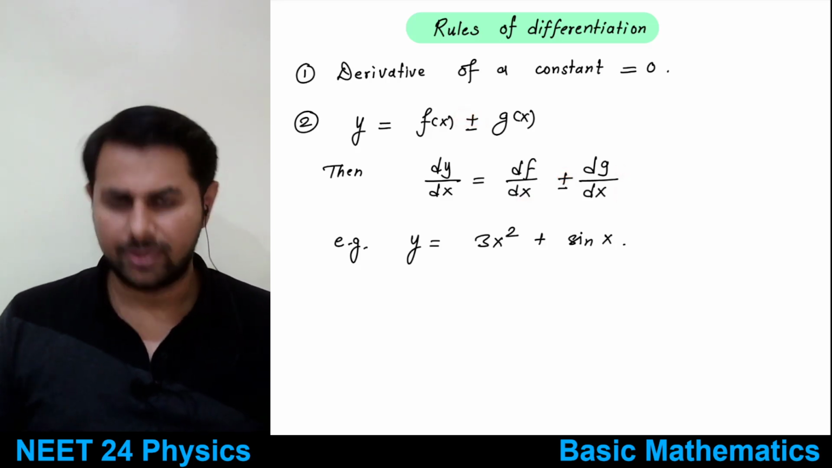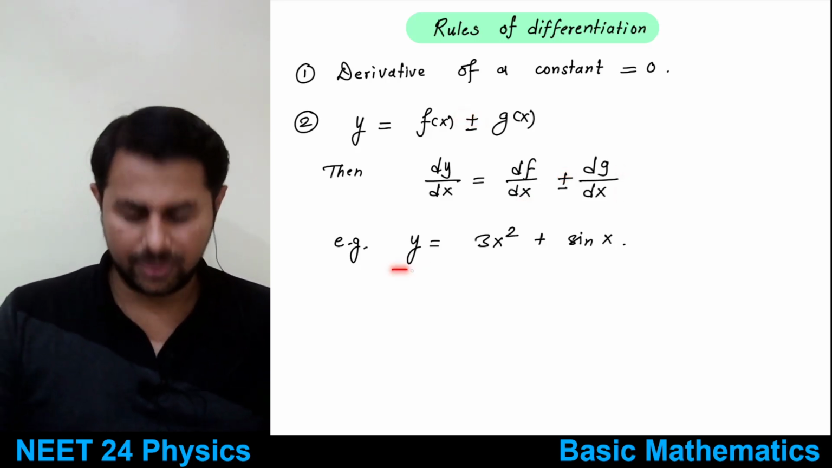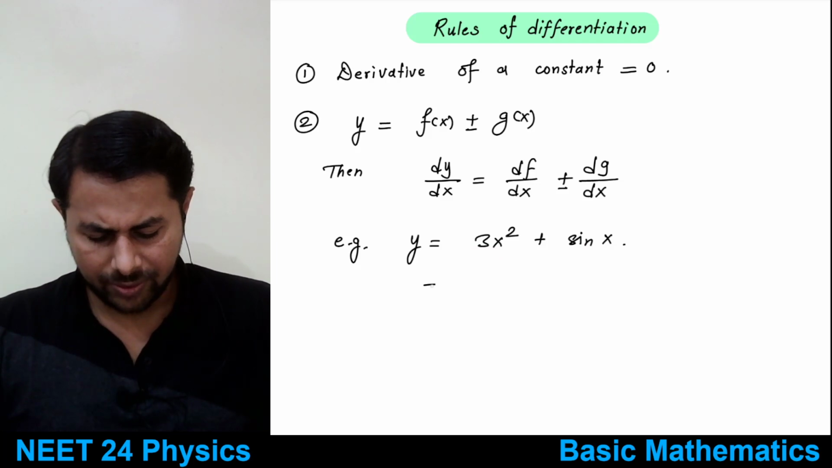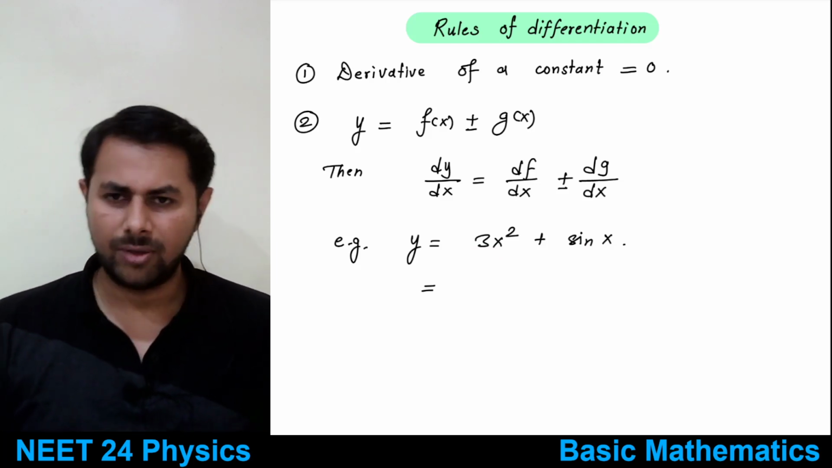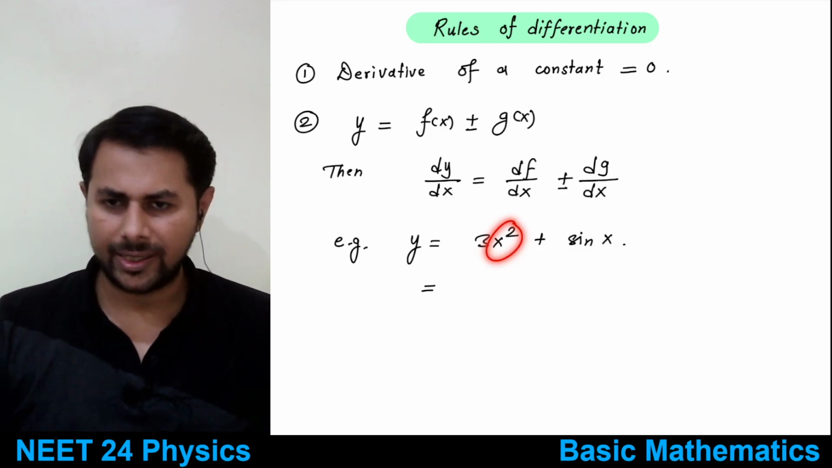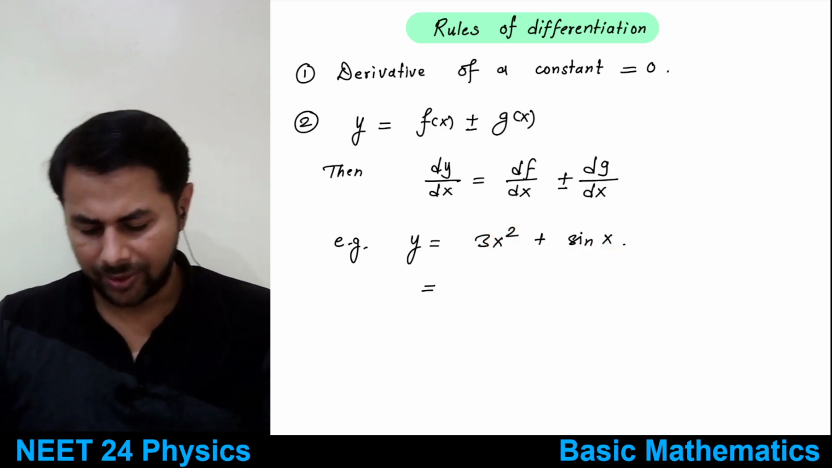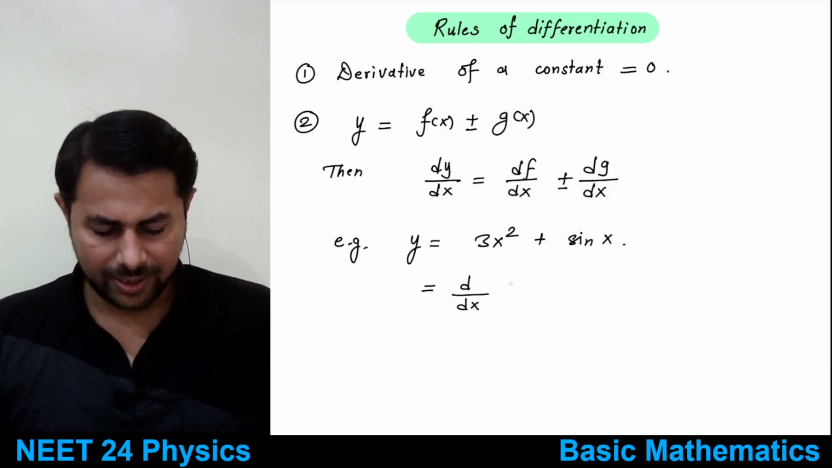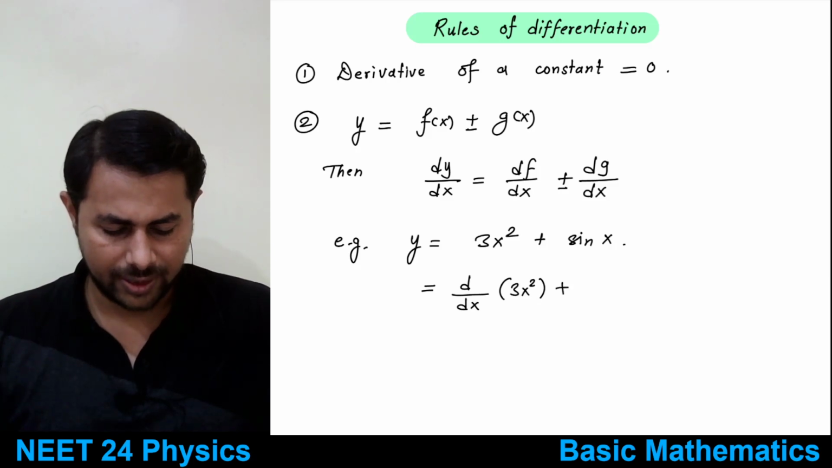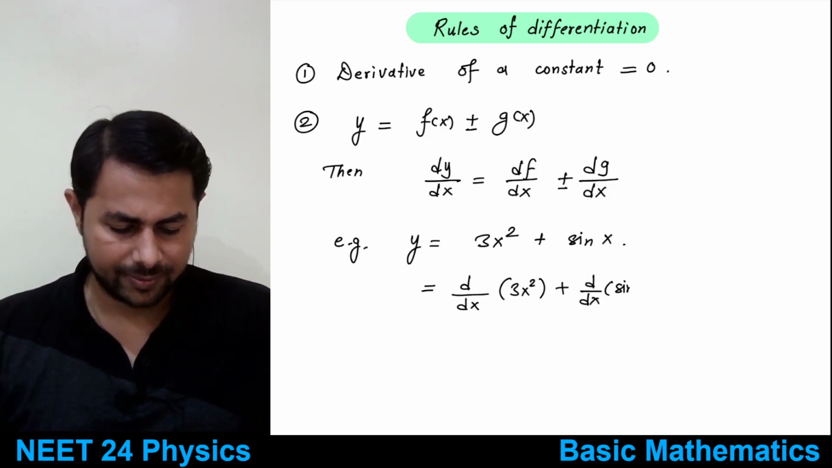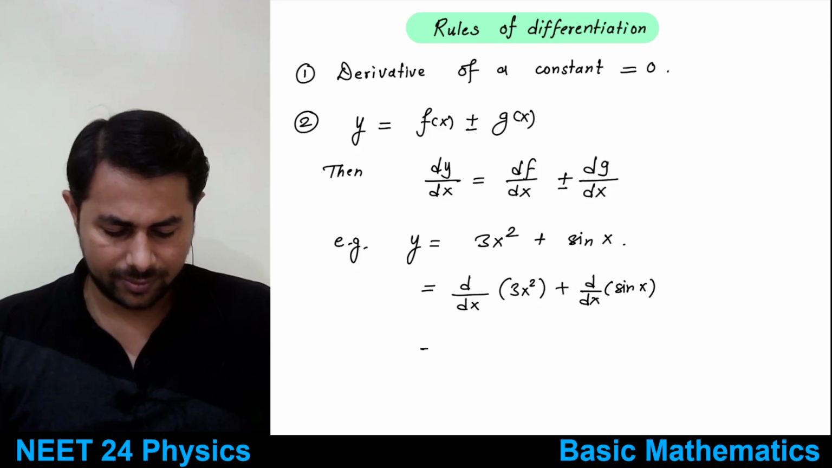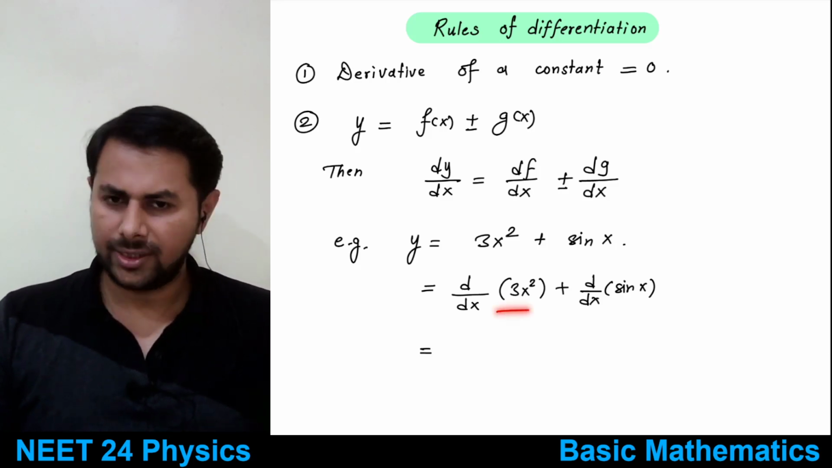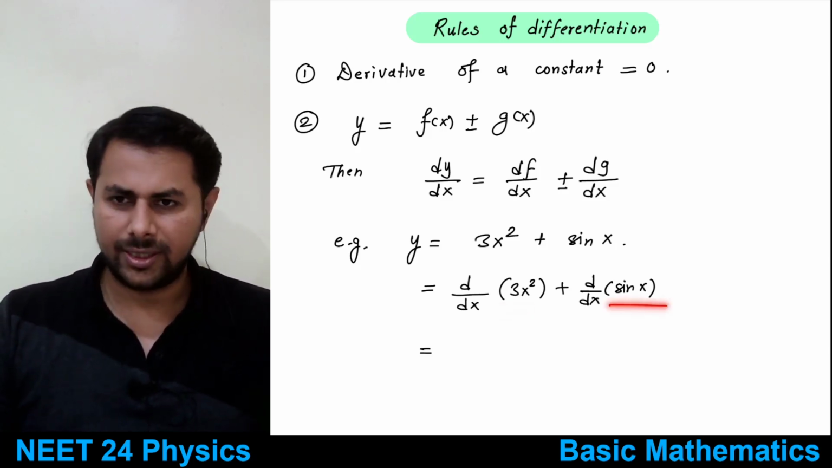For an example, you have y equal to 3x square plus sin x. What will be the derivative of this? We know the derivative of x square and the derivative of sin x. So d by dx of 3x square plus d by dx of sin x. The derivative of the first is 6x, and the derivative of sin x is cos x.